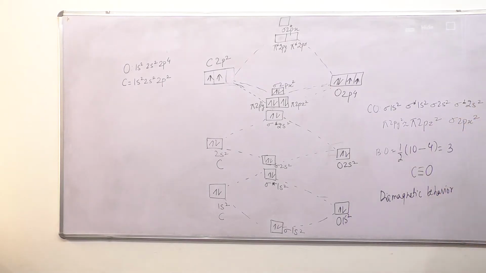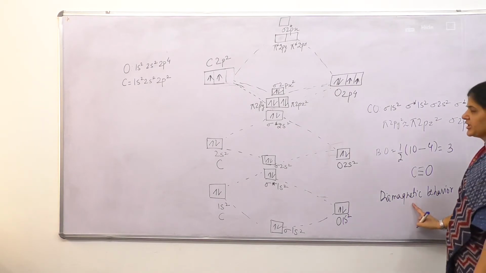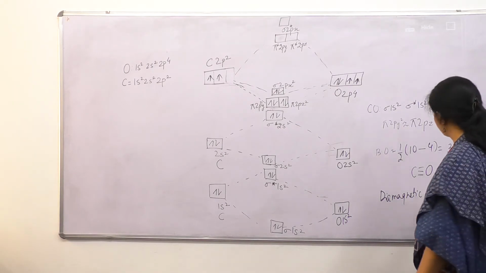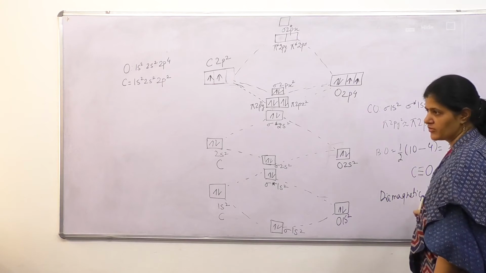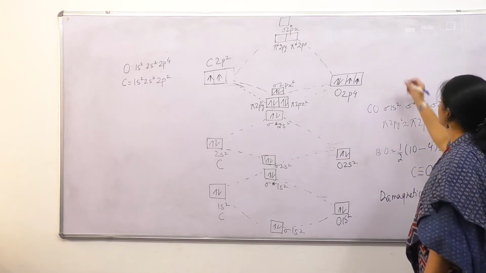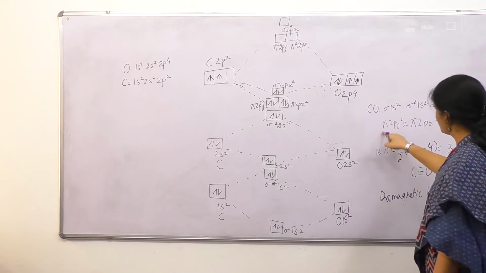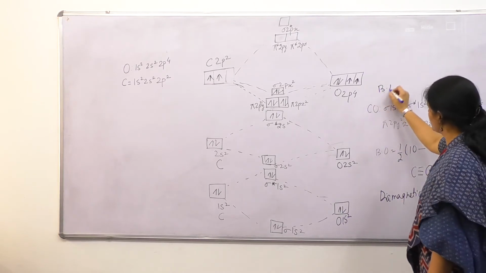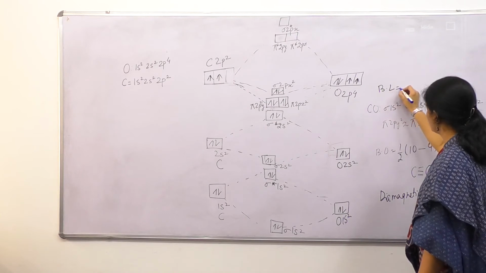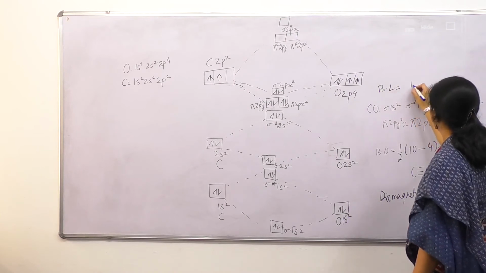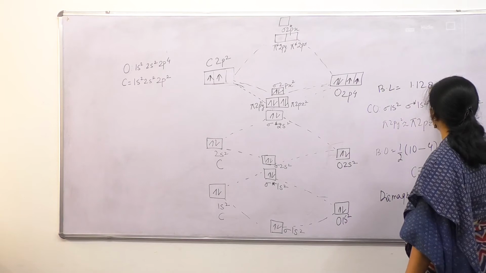Okay. Now we will form the CO plus molecule. We will form CO plus molecule here. What we'll do? First, the bond length of CO molecule. Bond length of CO molecule is 1.128 angstrom.